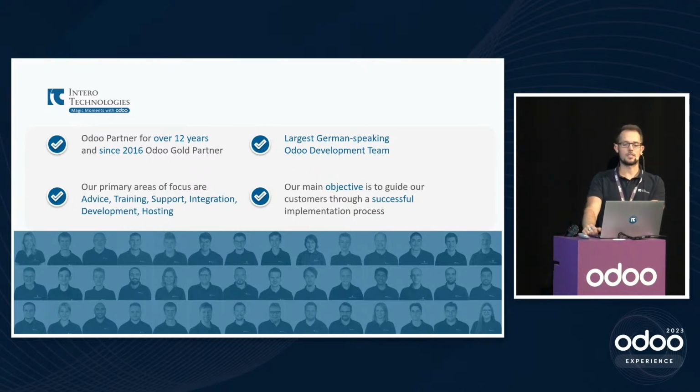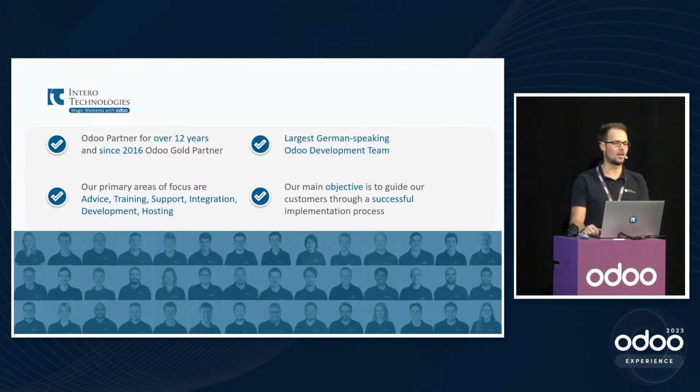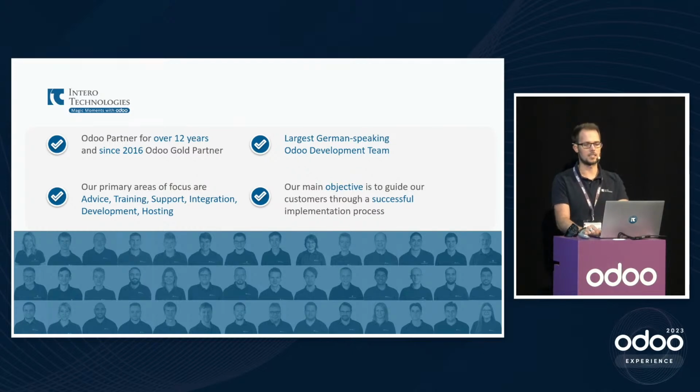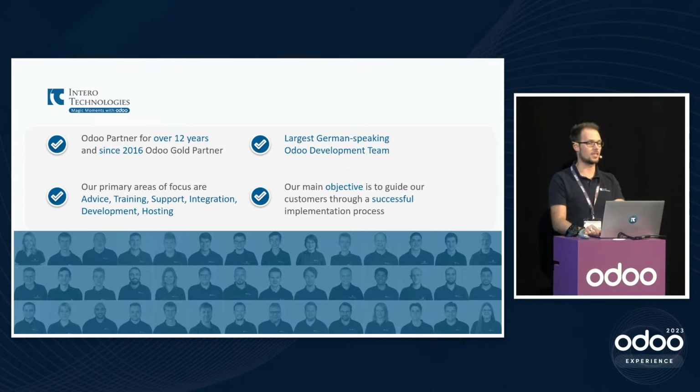Intero Technologies is based in the charming city of Stralsund, close to the Baltic Sea, in the north of Germany. We are also in several key cities like Rostock, Hamburg, Berlin, Cologne, and Wiesbaden. For over 12 years, we have proudly served as an Odoo partner, and in 2016 we achieved the Odoo Gold partner status.